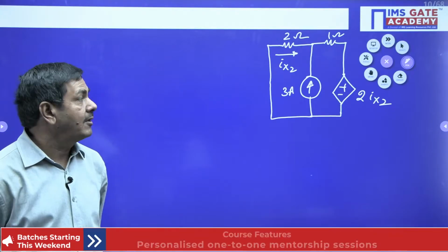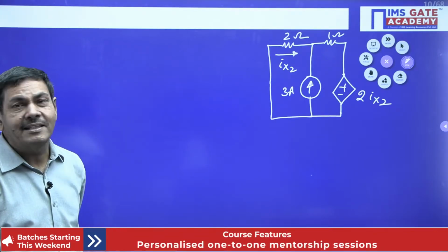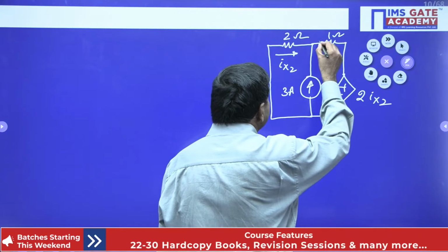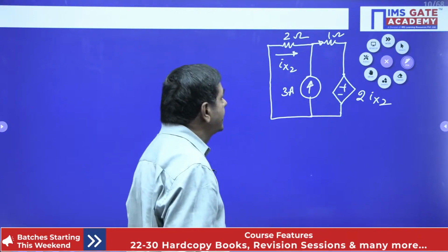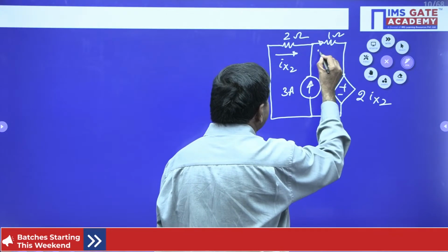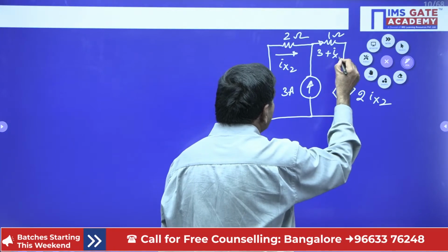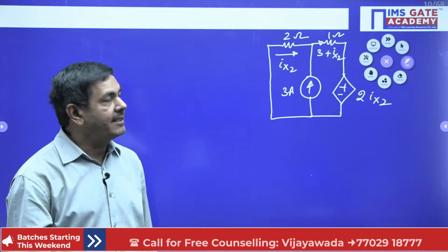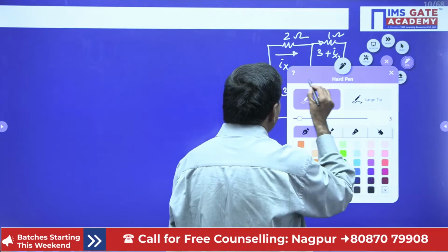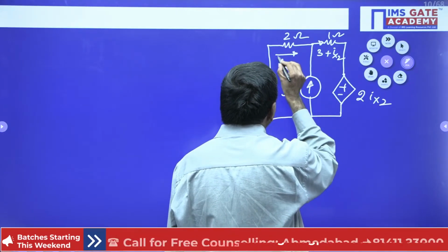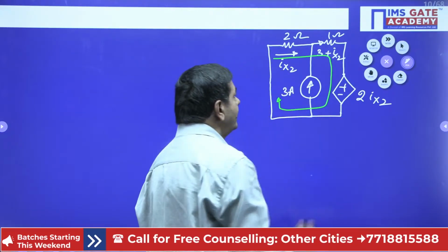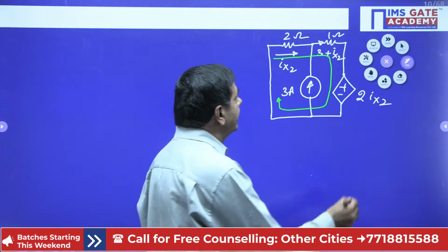So how can we do this question? We are in need of Ix2. Directly KVL only here, but if I know this current, I can apply the KVL. This current this side is Ix2, and this current is the 3 amperes. The net current this side is 3 plus Ix2. I wish to go in this path, and I want to apply KVL in this direction. Then Ix2 I can measure directly.